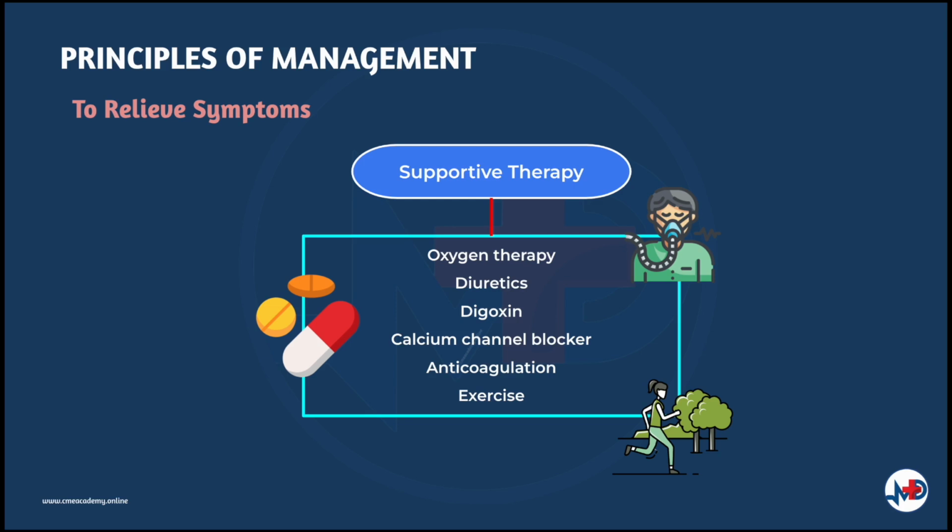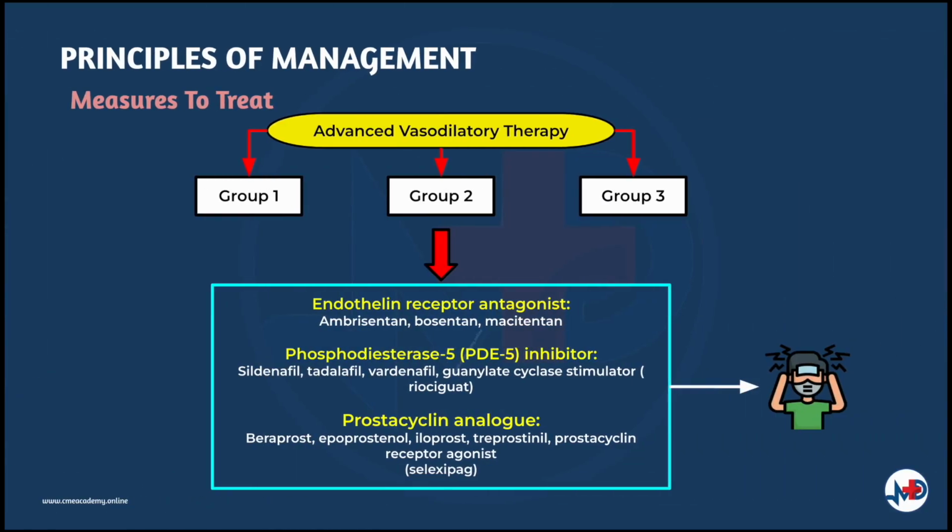Patients with a positive reactivity test are offered calcium channel blockers. However, most of the time, only a small minority of patients are vasoreactive and thus candidates for calcium channel blocker therapy. The advanced vasodilatory therapies are largely confined to cases of WHO Group 1 pulmonary arterial hypertension. Guidelines recommend against using these advanced therapies in Group 2 and Group 3. And initiation of this should be in specialized centers by providers experienced in treating pulmonary hypertension.